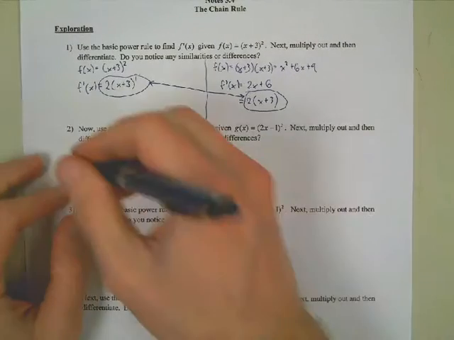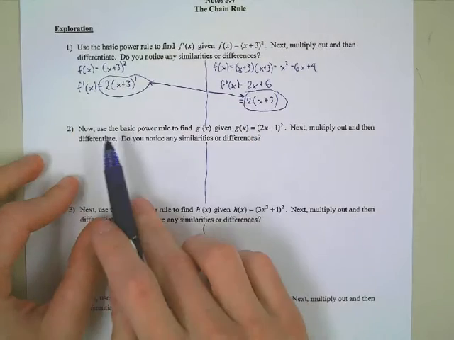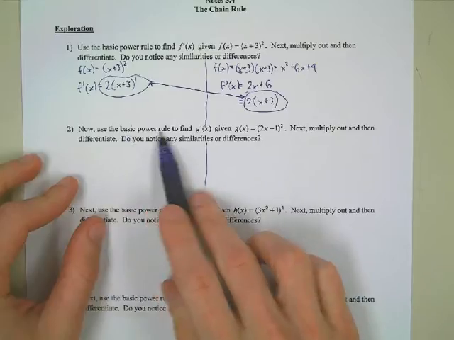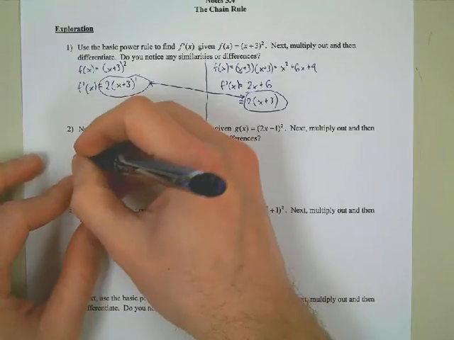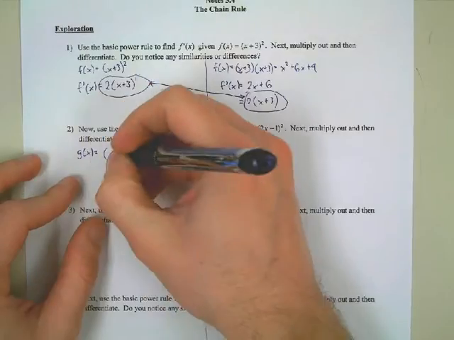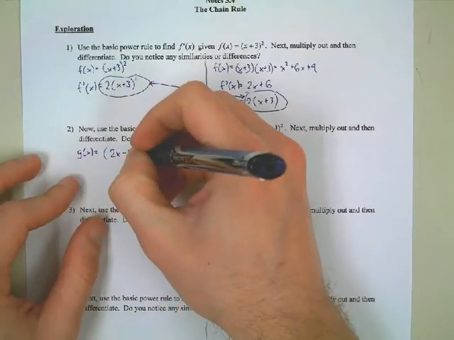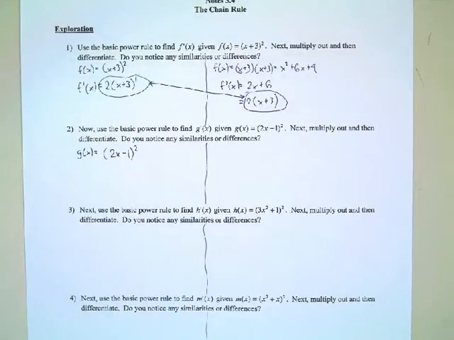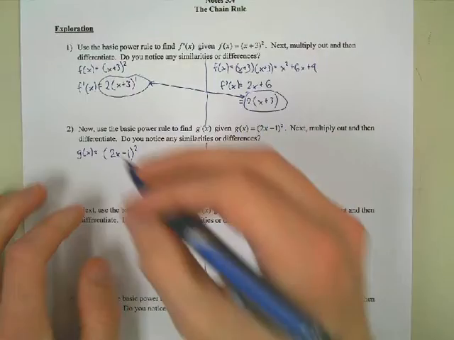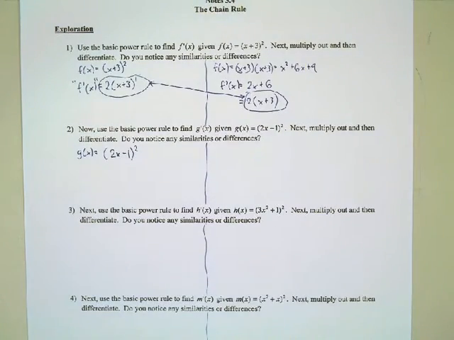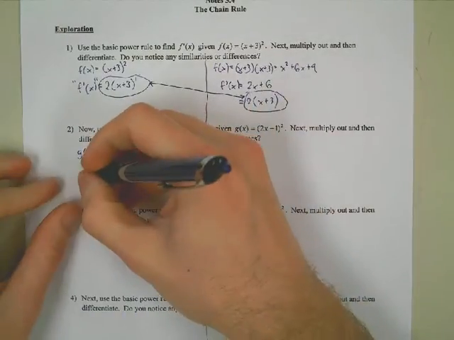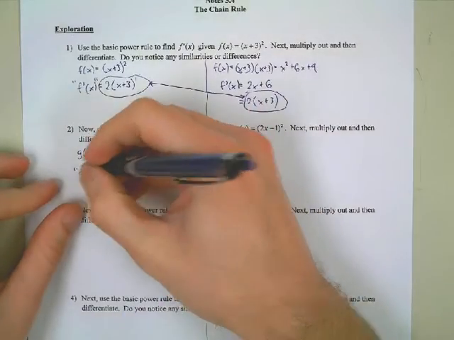So let's try this next one. Now, use the basic power rule to find g prime of x given g of x equals (2x minus 1) quantity squared. So let's say g of x equals quantity 2x minus 1 squared. Using, and I should put this f prime of x in air quotes, maybe this is f prime, we'll see. Same thing here. We'll call this g prime of x. And maybe it's g prime of x. We'll see.